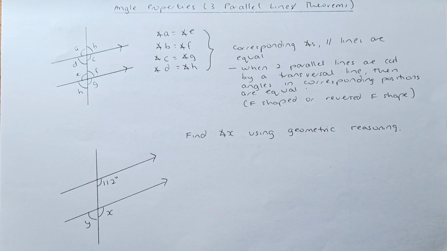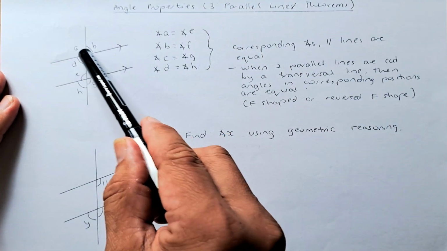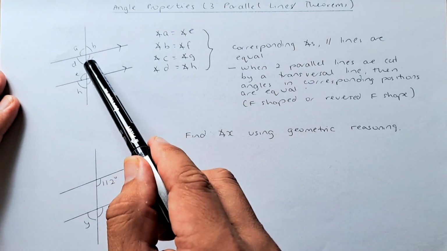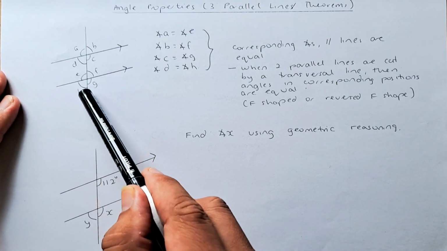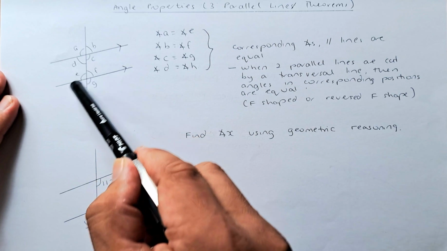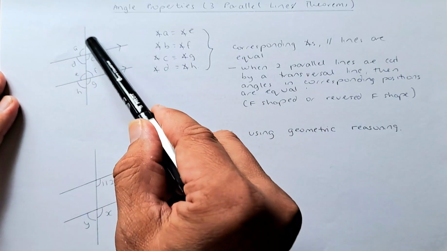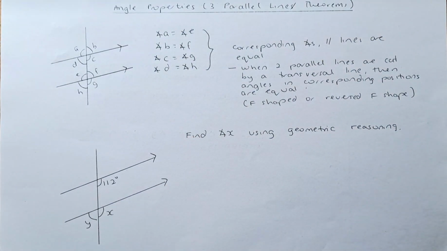When the two parallel lines are cut by a transversal line, the angles in the corresponding positions are equal. What are corresponding angles? Corresponding angles take the shape of the letter F. If you take F, the inside of the F, C and G, they are equal. If you take the reverse F, D and H are equal. If you do the upside down F, A and E are the same and B and F are the same. Try to imagine it. If you can imagine that, then we will continue with our first example.